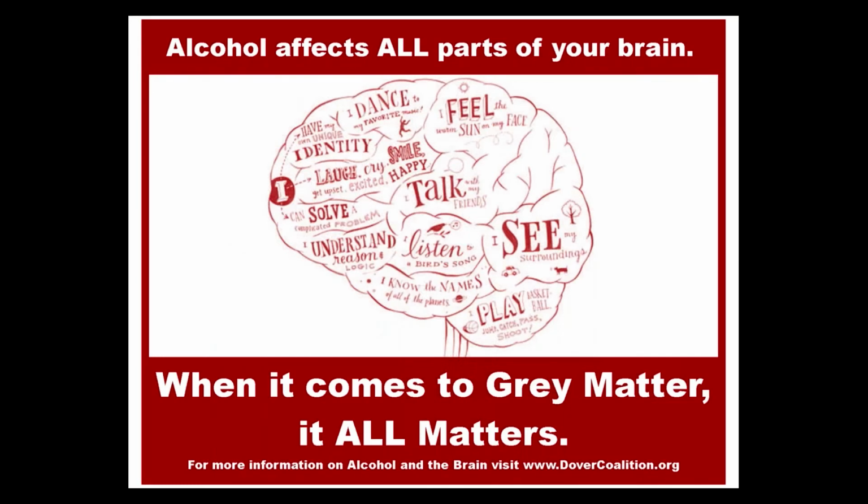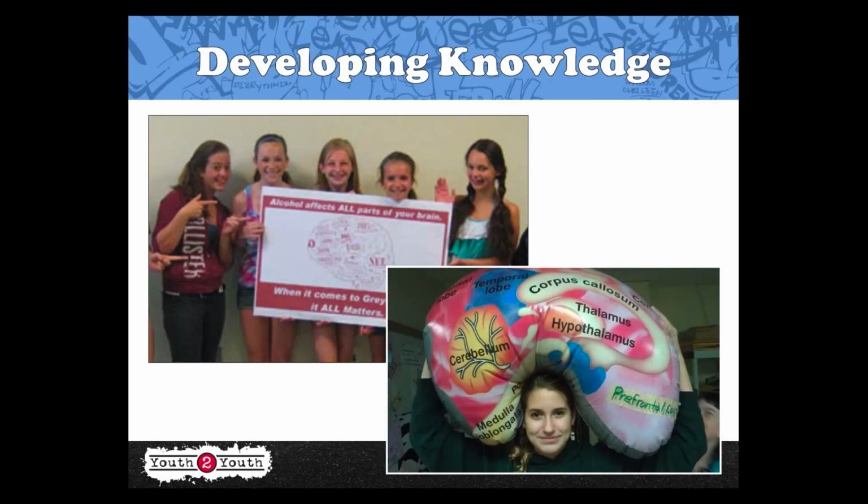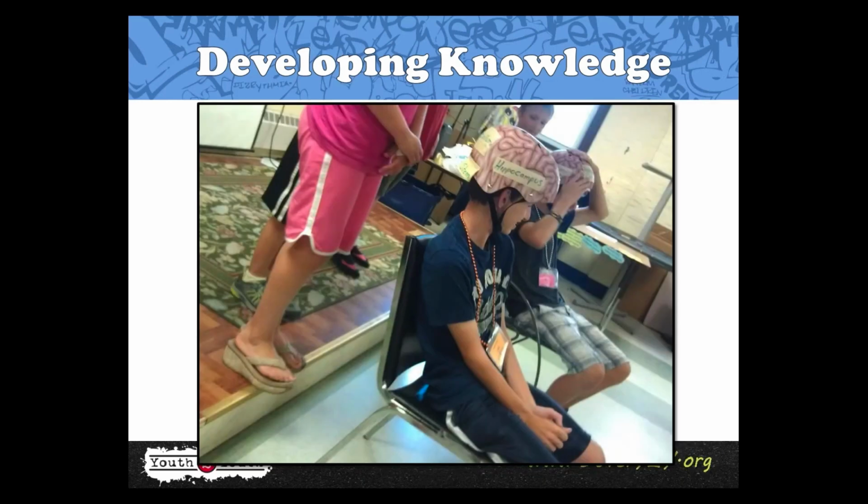So when we implemented this project, we knew that we needed to prepare. So we knew that we needed to develop knowledge about the brain. So this is when we trained our members on how alcohol can affect the different parts of your brain and about the consequences that will happen if parts of your brain are not working correctly. For example, poor decision making in the front of the brain is affected by alcohol.